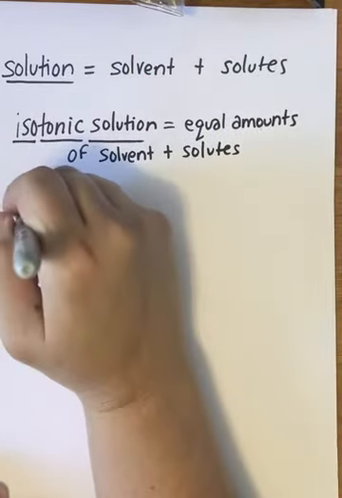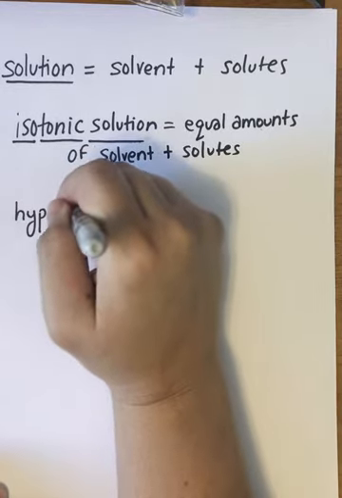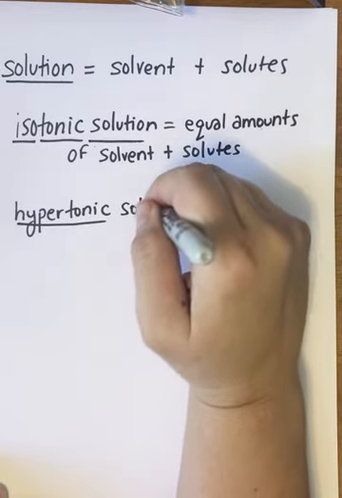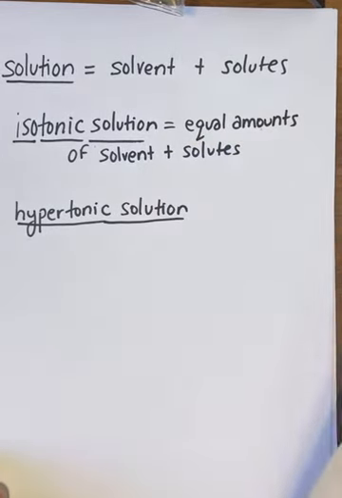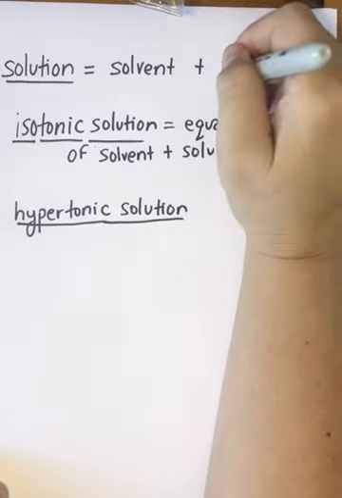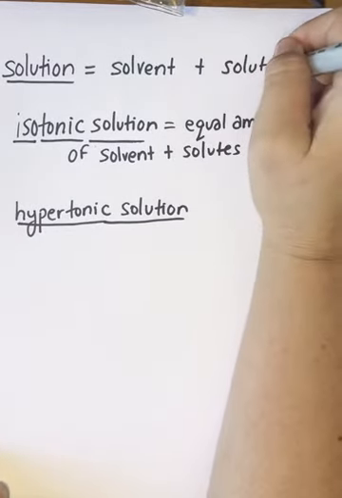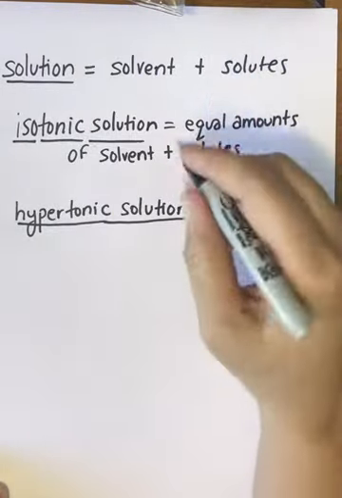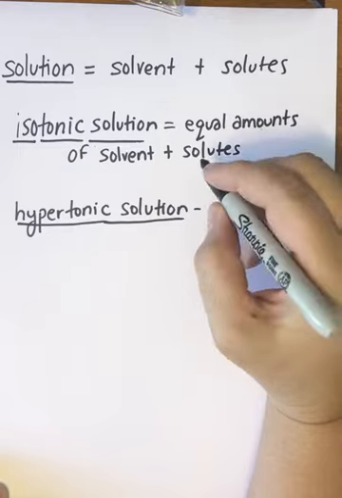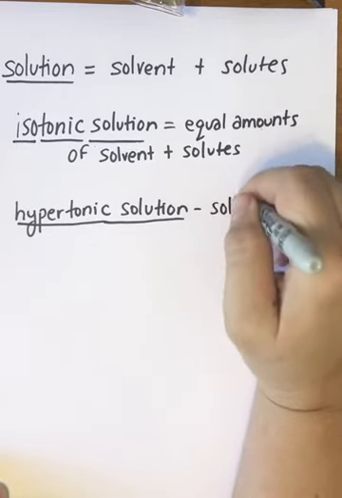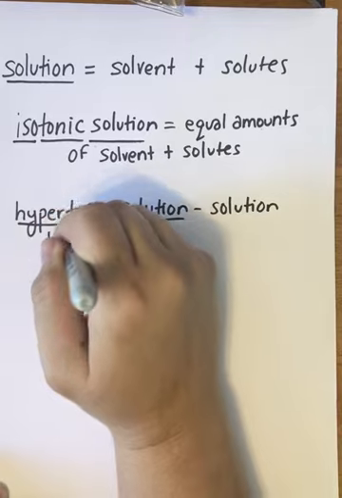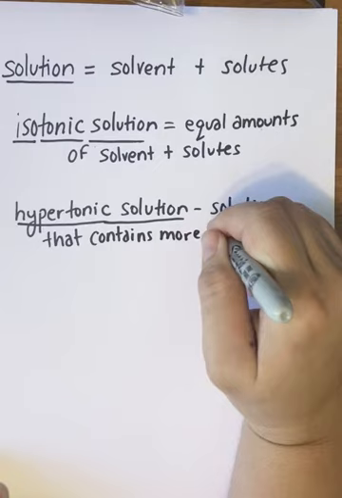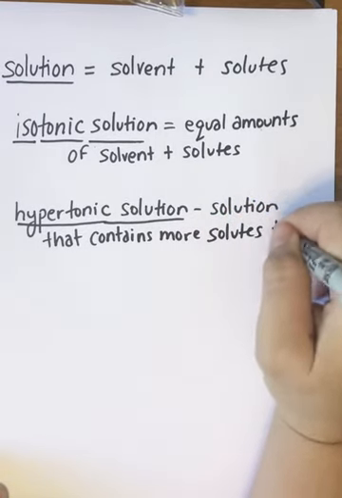When you say you have a hypertonic solution, I always think of hyper as like a kid. So if you have a kid that's hyper, what do you have more of? Well, it's obviously more sugars. So solutes are always going to be substances that dissolve inside of a solvent, which is going to make your solution. So a hypertonic solution is going to be a solution that contains more solutes than solvent.